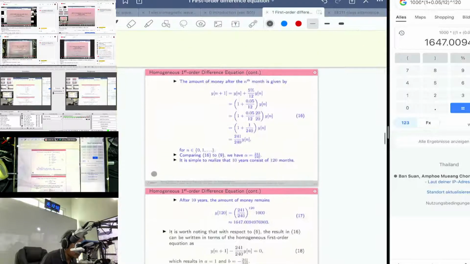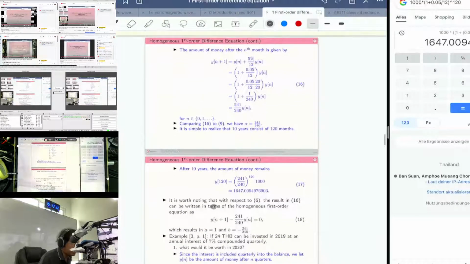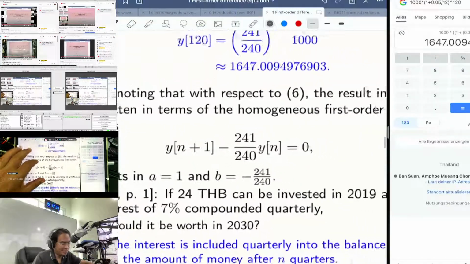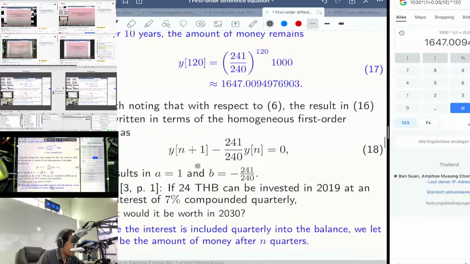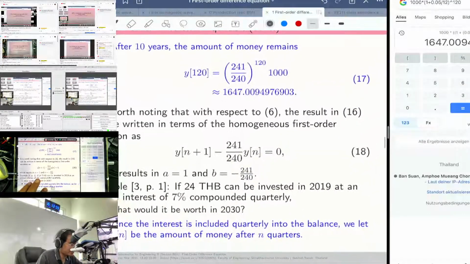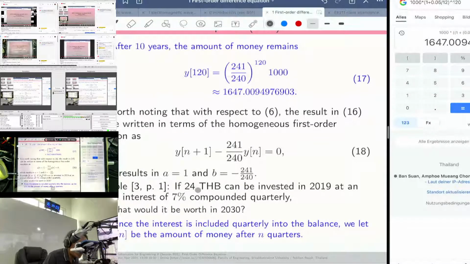Let's move to the next example. Okay, the third example. We don't have so much money. We talk about only 24 Thai baht. If we have at the beginning 24 Thai baht.